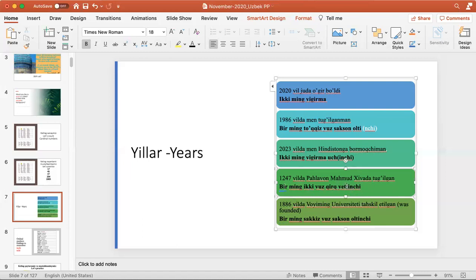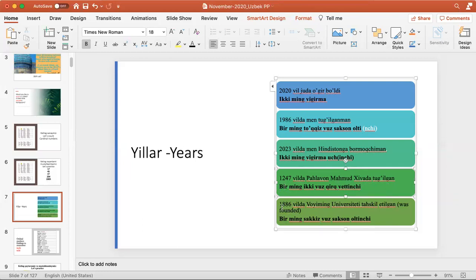1247 yilda Pahlavon Mahmud Xivada tug'ilgan. Pahlavon Mahmud was born in 1247 in Xiva.